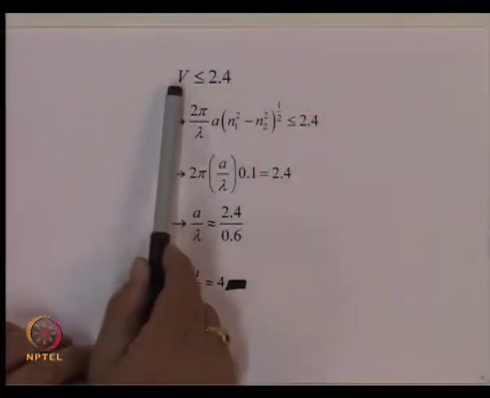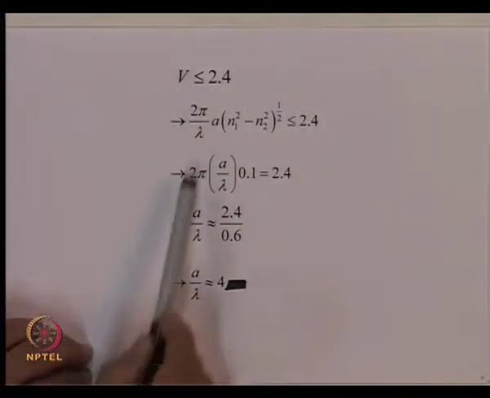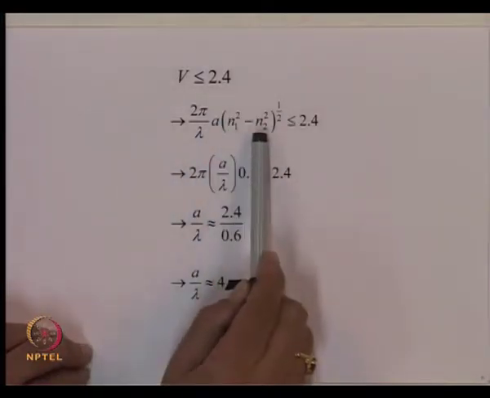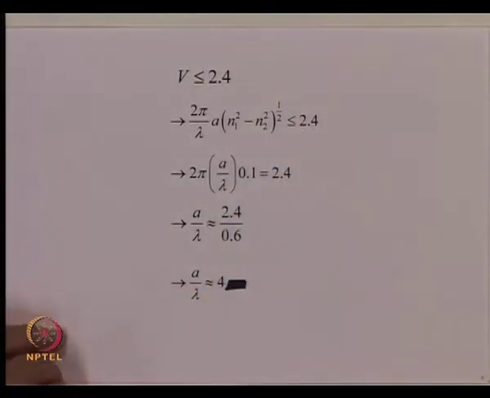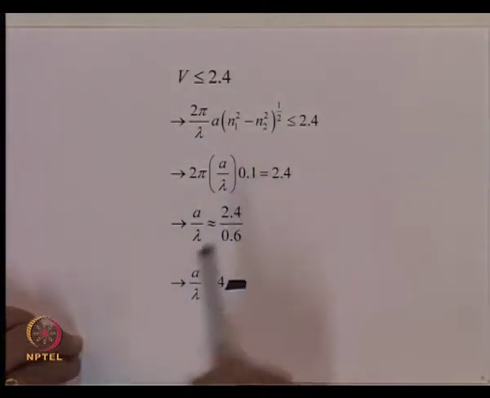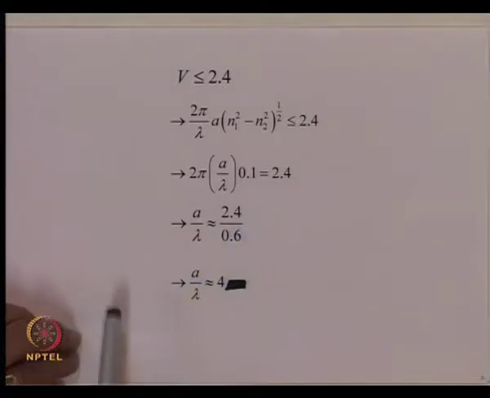Now, just to get a quantitative number from this V equal to 2.4, let us take some typical numbers for single mode operation. For single mode operation, V should be less than 2.4. We can write V, which is 2 pi by lambda into A into the numerical aperture, which is square root of N1 square minus N2 square. This quantity should be less than 2.4. If I take a typical number for the numerical aperture, about 0.1, then we get 2 pi into A upon lambda, into 0.1, should be equal to 2.4.